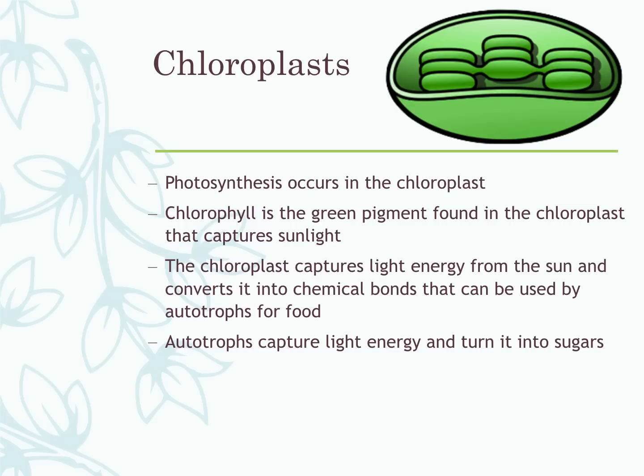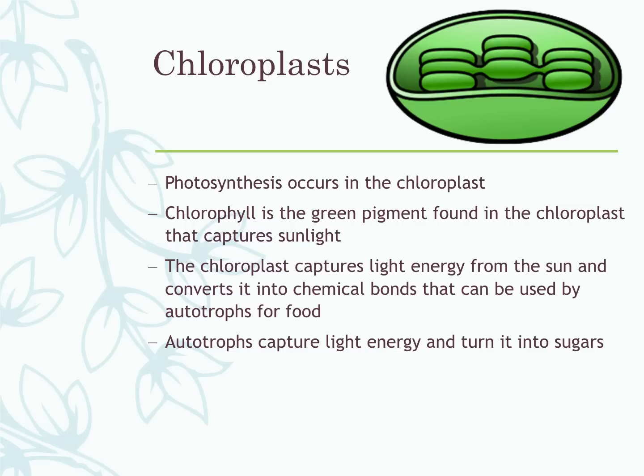Photosynthesis occurs in the chloroplast. That is the cell organelle. We discussed that in the last unit. Chlorophyll is the green pigment that's found in the chloroplast. So the chlorophyll has to be present in order to capture the sunlight. The chloroplast captures light and converts it into chemical bonds that can be used by autotrophs for food. Autotrophs capture light energy and turn it into sugar.